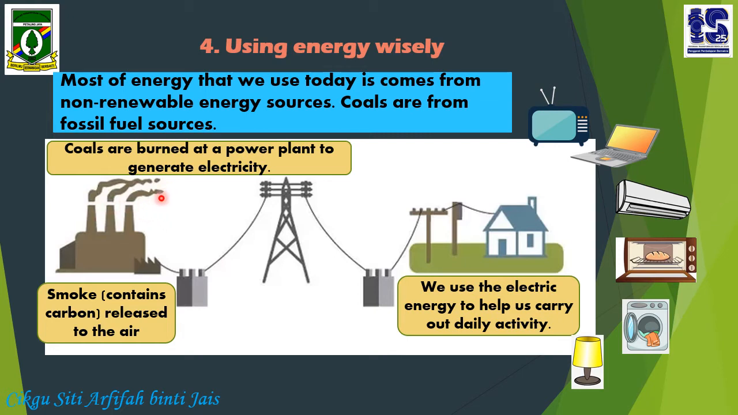Back to the power plant. The electricity generated in the power plant will be supplied to the house, the school, the hospital, the market, and many other buildings. We use the electricity to carry out our daily activities, to watch television, to carry out our lessons, to turn on the air conditioner, to prepare food, for laundry, and to light up our house.